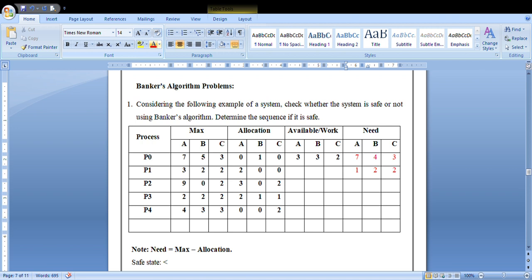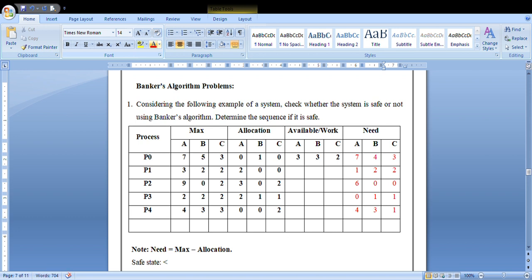For P2 process, 9 minus 3, 6. 0 minus 0, 0. 2 minus 2, 0. For P3 process, 2 minus 2, 0. 2 minus 1, 1. 2 minus 1, 1. Next is 4 minus 0, 4. 3 minus 0, 3. 3 minus 2, 1.